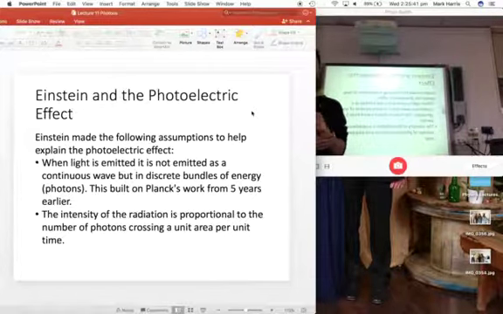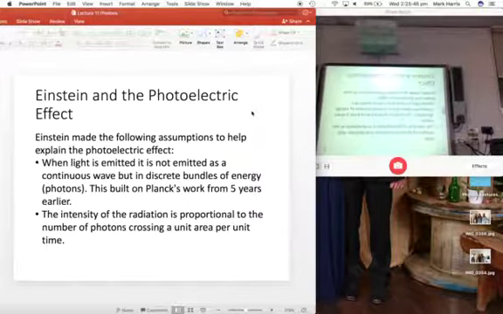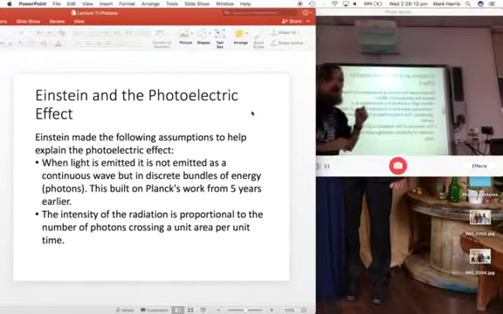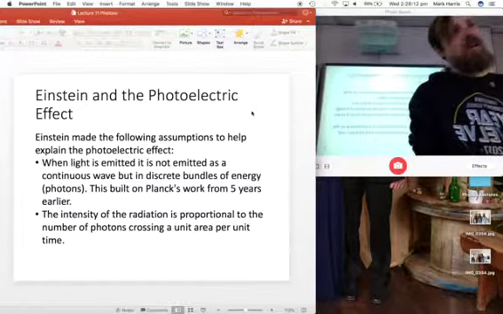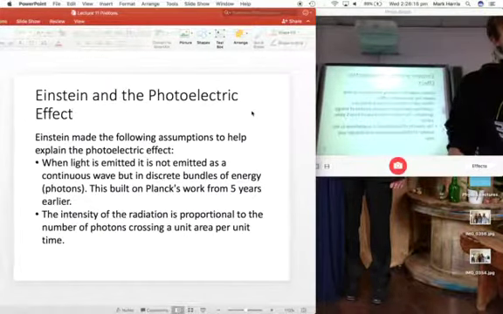So Einstein made the following assumptions to explain the photoelectric effect, and you have to be able to remember these. You have to remember the four major points about the photoelectric effect, Einstein's postulates, and how they fit together. First, he assumed when light is emitted, it is not emitted in a continuous way, but in discrete bundles of energy. That is, they are emitted as photons.